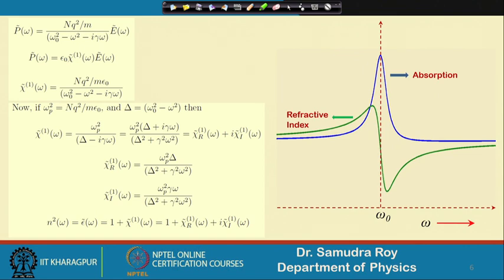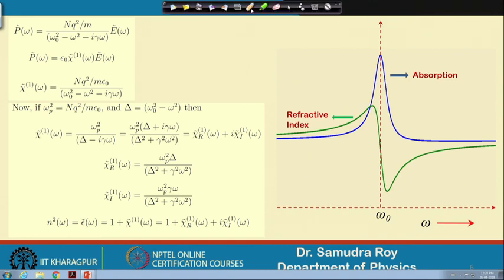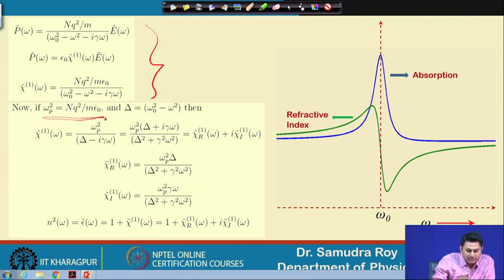These are the calculations that we have already done. I have just written them here as a note; in the last slide we have calculated them. Now here we can see that n q square divided by m epsilon 0, which is a constant term, is replaced by another term, omega p square. Omega p is called the plasma frequency, and omega 0 square minus omega square is the term we have in the denominator.